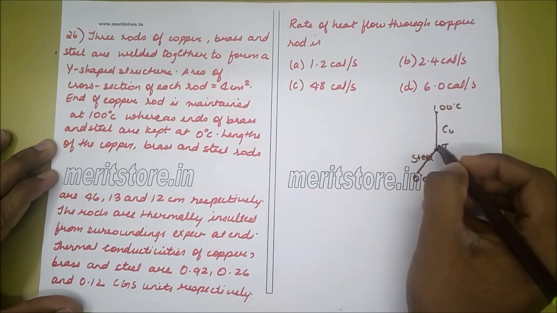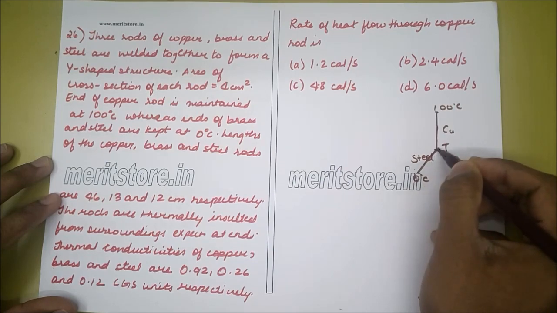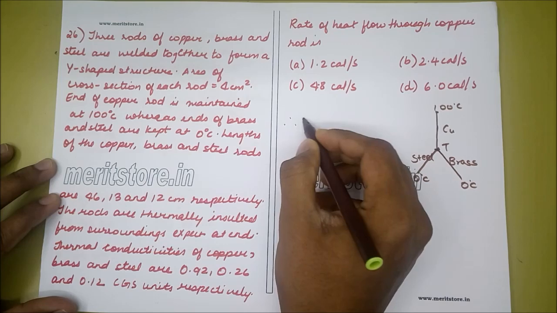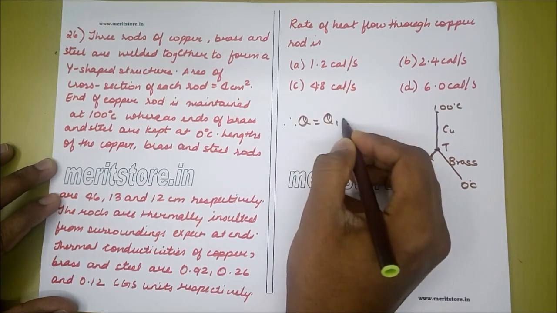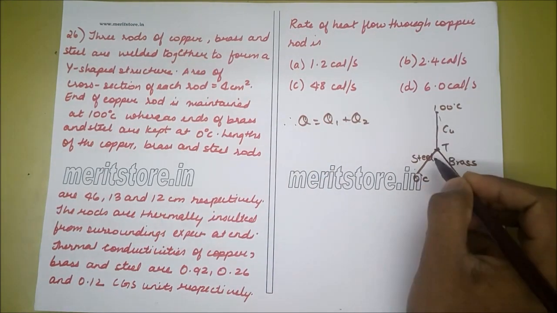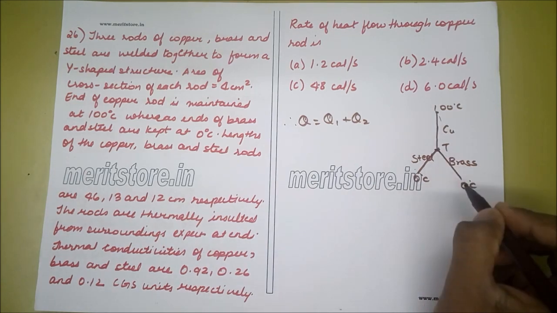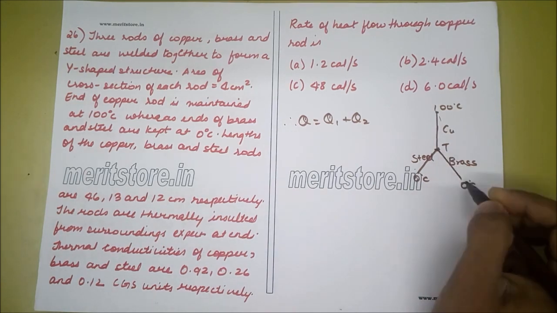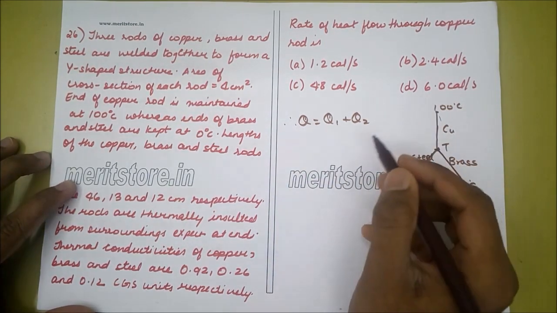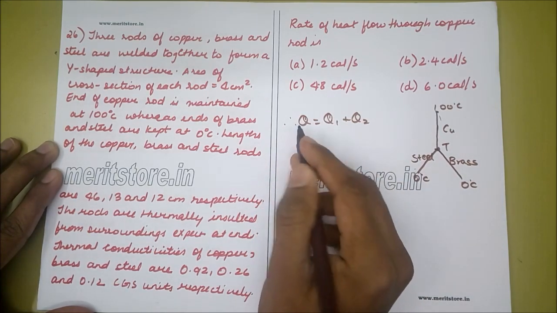Now heat that is flowing through this copper rod is distributed to both steel and brass rods. So therefore we can say that Q is equal to Q1 plus Q2. Let Q be the heat that is flowing through the copper rod. So Q1 would be through steel and Q2 would be through brass.